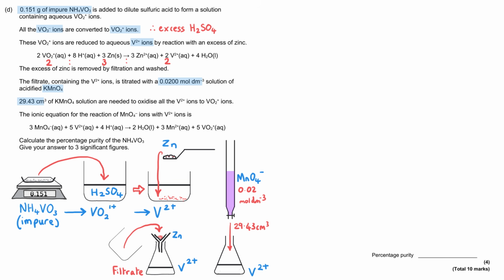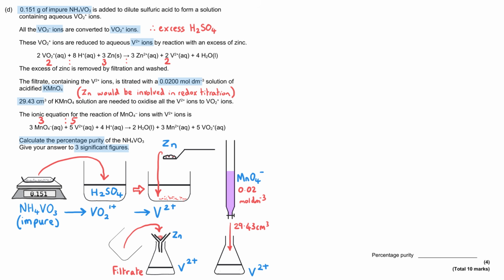And now it becomes clear why we filtered out the zinc excess, because zinc is a really good reducing agent. It would definitely be involved in the redox titration in some way, most likely reacting with the MnO4- ions. We're given the ionic equation for the reaction of MnO4- with V2+, and we can see that they react in a 3:5 ratio. Our command is to calculate the percentage purity of ammonium vanadate and give the answer to 3 significant figures.